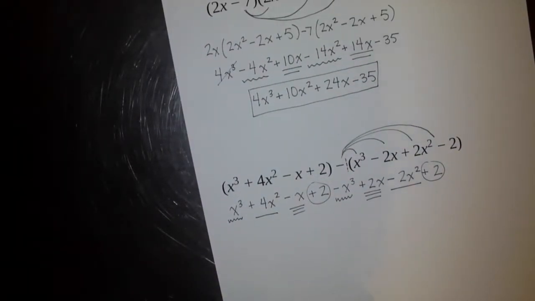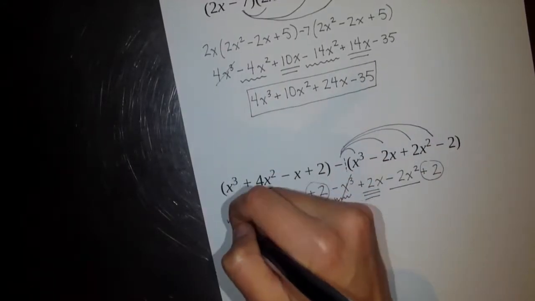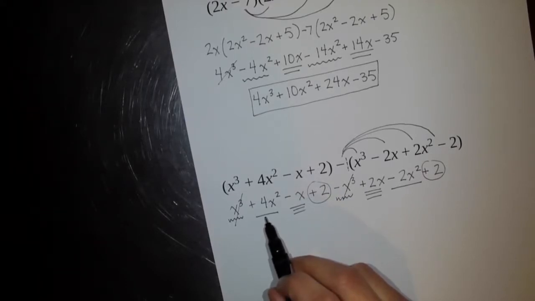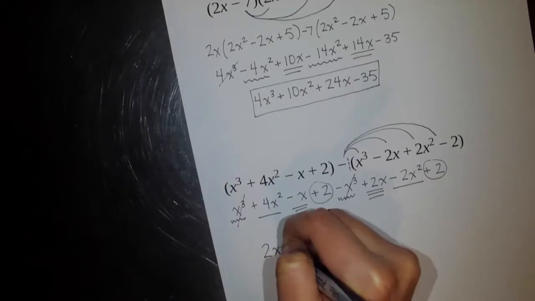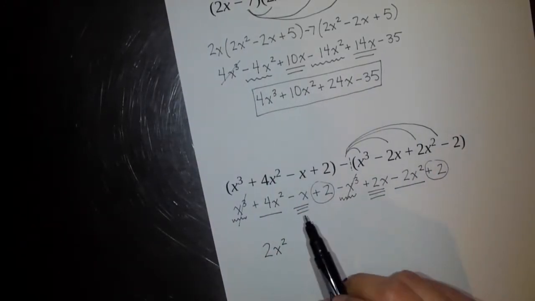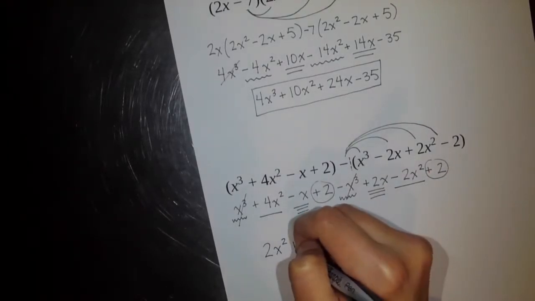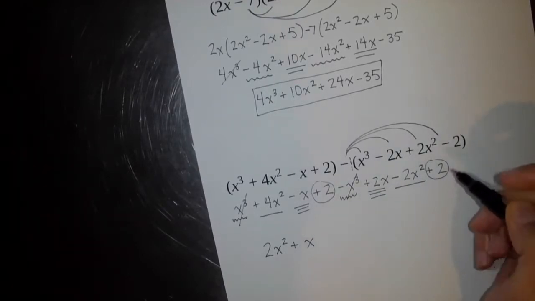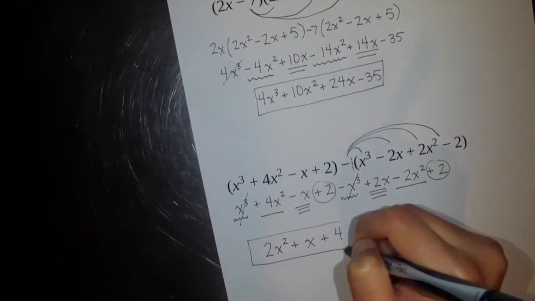So I'll do x to the third first. 1x to the third minus 1x to the third, that will just cancel. X squared, I have 4x squared and -2, so that'll become a 2x squared. -x plus 2x, so it's like 2 minus 1 to get plus 1x, or just x. And then 2 plus 2 would give me 4. And that would be the final answer.